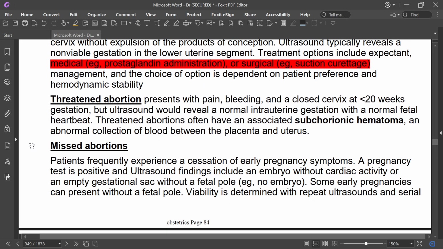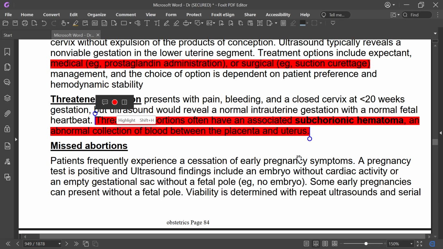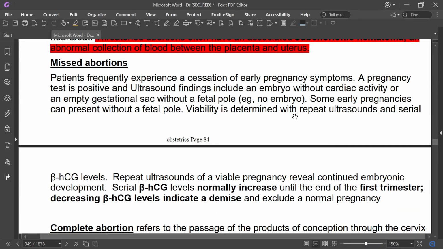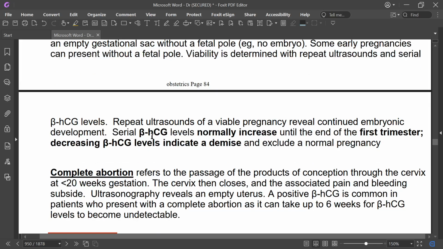Threatened abortion is associated with subchorionic hematoma, a collection of blood between the placenta and uterus. In missed abortion, there is no embryo, though some early pregnancies can present with a fetal pole.